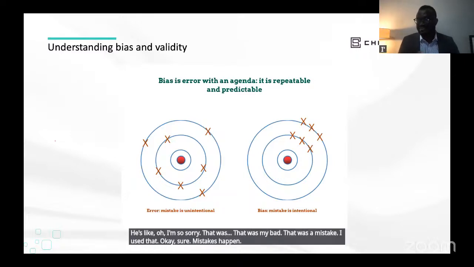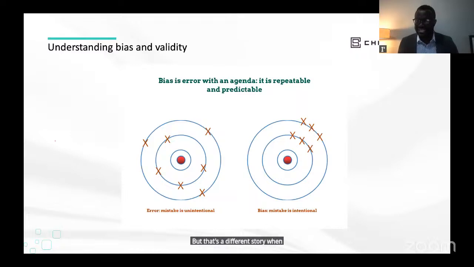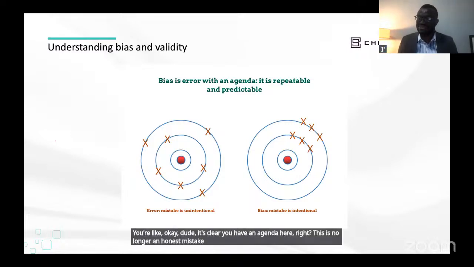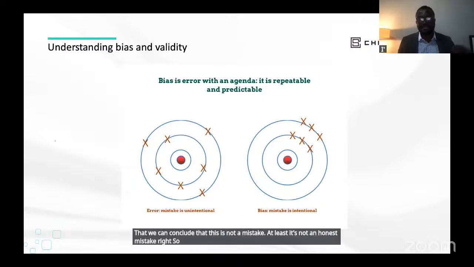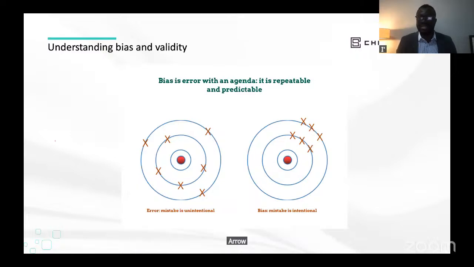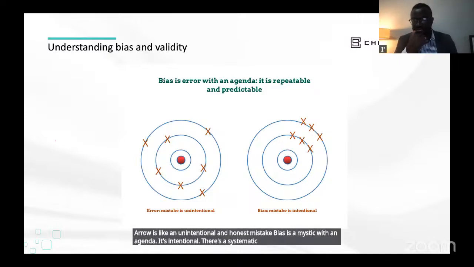But then that's a different story when the next 5 minutes, this guy comes and steps on your foot again. You're like, okay, dude, it's clear you have an agenda here, right? This is no longer an honest mistake. It's happening way too often and in the same systematic manner that we can conclude that this is not a mistake. This is not, at least it's not an honest mistake, right? So that's how you want to think of bias and error. Error is like an unintentional and honest mistake. Bias is a mistake with an agenda. It's intentional. There's a systematic pattern to it, right?